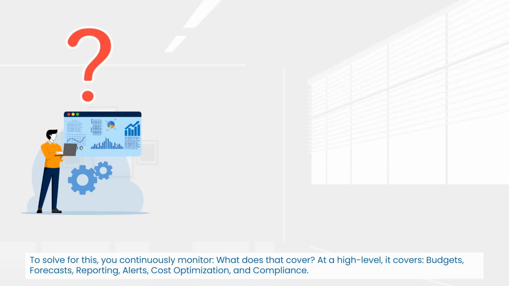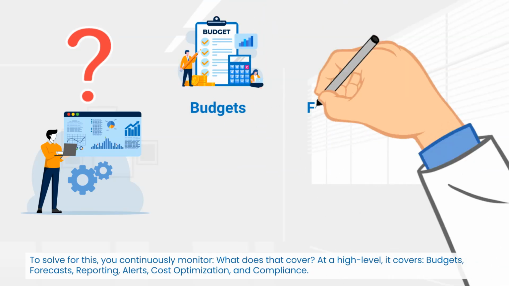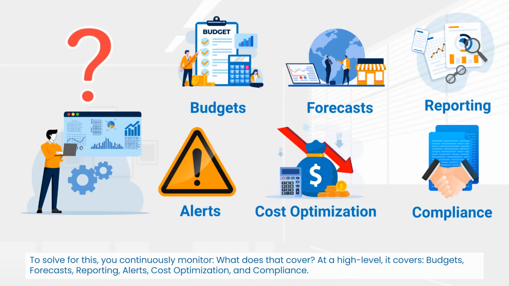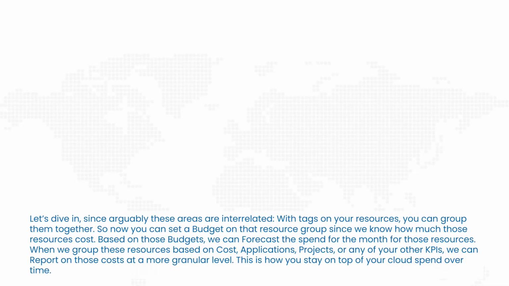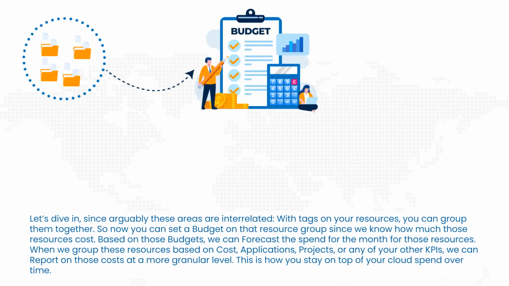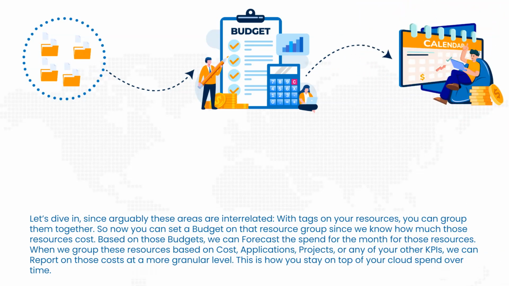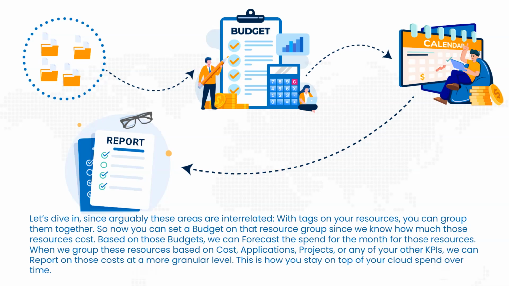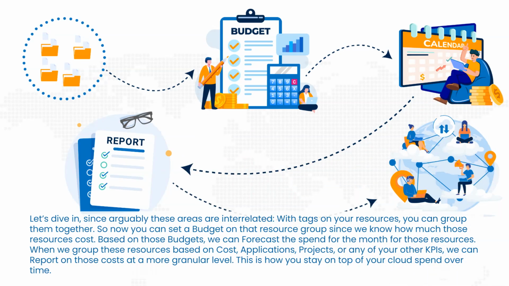What does that cover? At a high level, it covers budgets, forecasts, reporting, alerts, cost optimization, and compliance. Let's dive in, since arguably these areas are interrelated. With tags on your resources, you can group them together. So now you can set a budget on that resource group since we know how much those resources cost. Based on those budgets, we can forecast the spend for the month for those resources. Then we group these resources based on cost, applications, projects, or any of your other KPIs. We can report on those costs at a more granular level. This is how you stay on top of your cloud spend over time.